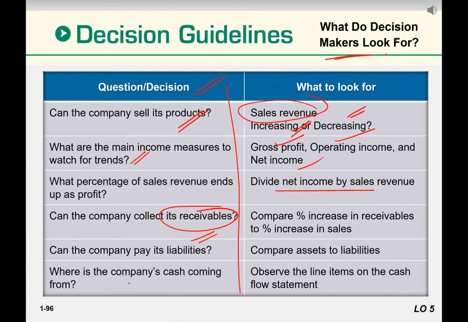Where is the company's cash coming from? Right? We see. If the company's major cash is coming from cash flow from financing, under issuance of stocks or gathering loans, is that good or bad? Because we think the company should be making a lot of cash through operations.